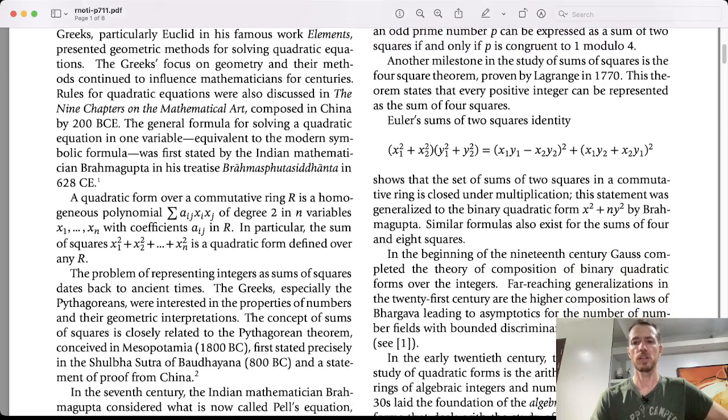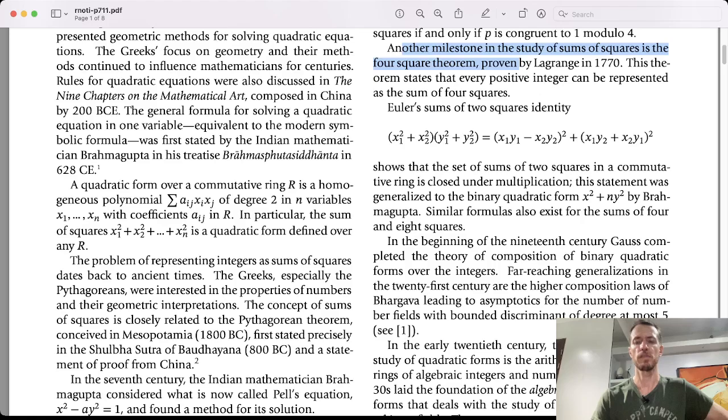Another milestone in the study of sums of squares is the four-square theorem proven by Lagrange in 1770. This theorem states that every positive integer can be represented as the sum of four squares, and that theorem is routinely taught in the first year of graduate algebra.